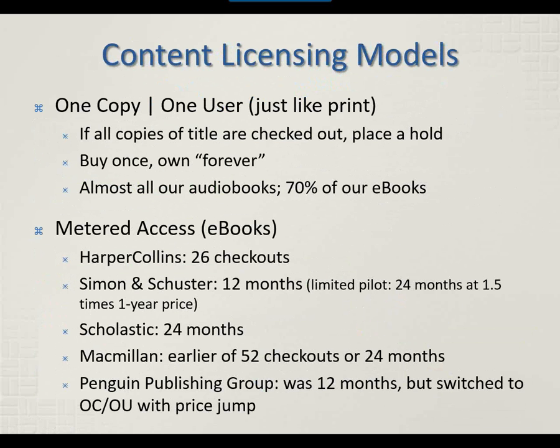When we first started buying audiobooks and then ebooks from OverDrive, all the titles we purchased were available on a one copy, one user model. And that's just like print. It means if the group, the consortium, owns one copy of a title, then one person can have it checked out at a time. If someone else is interested in that title that's checked out, they'd have to place a hold on it. If we want more than one person to be able to have that title checked out at one time, then we'd have to purchase more than one copy of that title. So one book, one user.